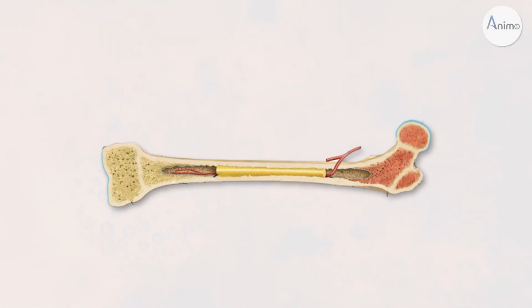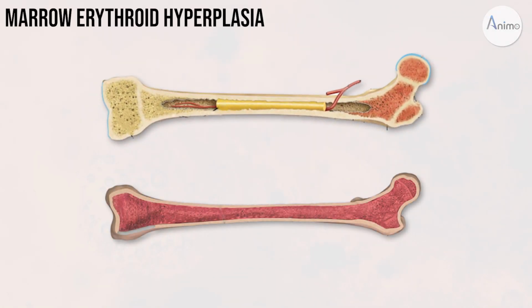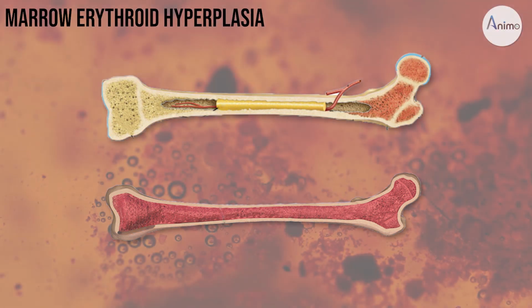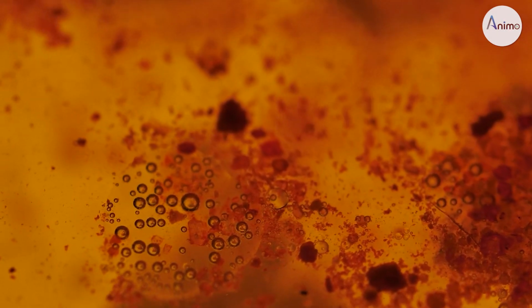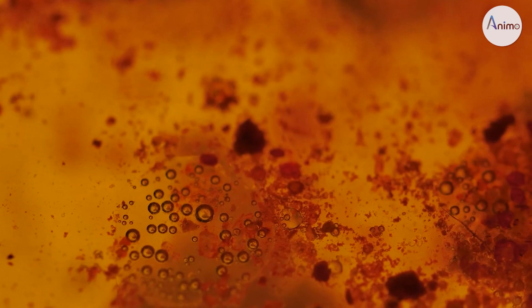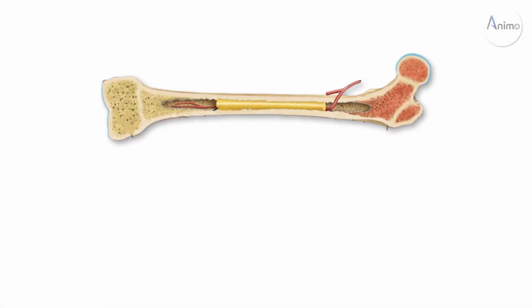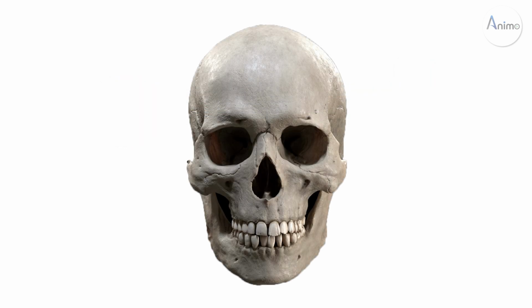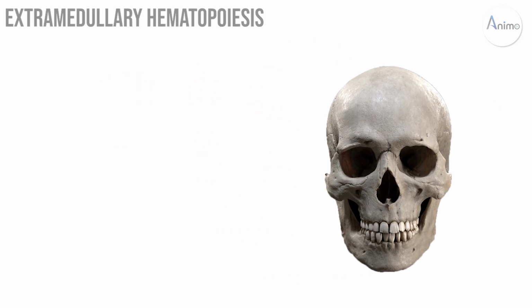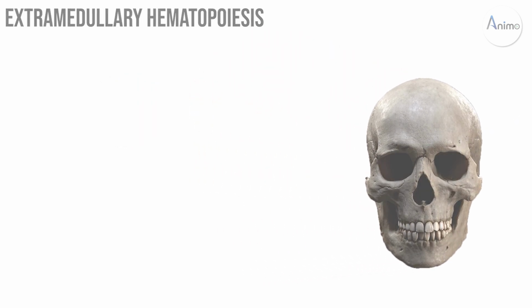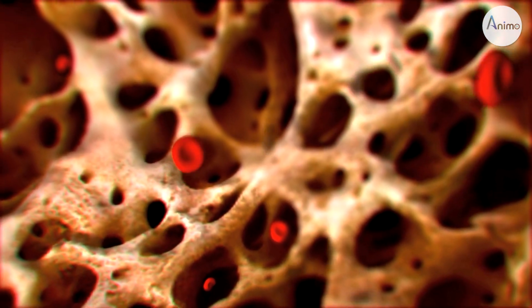And due to hemolysis and the low lifespan of RBCs, the bone marrow tries to form more RBCs, which causes marrow erythroid hyperplasia. And still, erythroid formation in normal bone marrow is not enough to meet the required demand of RBCs. As a result, there is formation of RBCs outside the normal bone marrow, such as in skull bones, and this process is known as extramedullary hematopoiesis, and this results in sickle cell anemia.